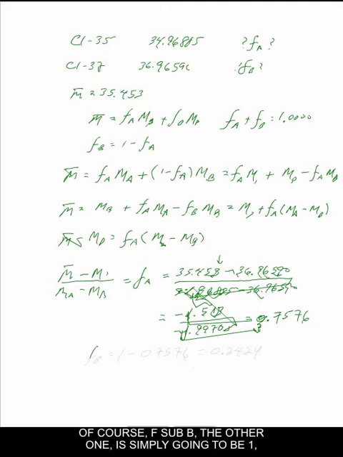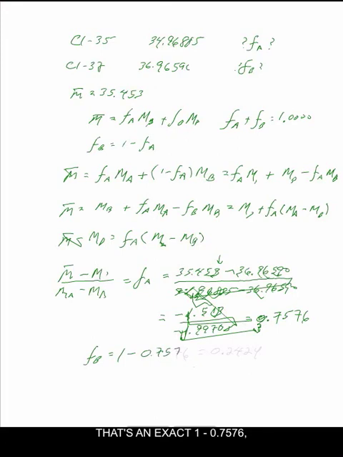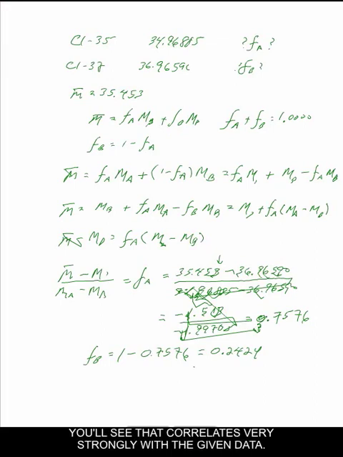Of course, F sub b, the other one, is simply going to be 1, that's an exact 1, minus the 0.7576, and arithmetically that comes out to 0.2424, i.e. M sub b, I should say isotope number 2, the 37, chlorine-37, is present 24.24% of the time. The other one 75.76% of the time. And if you look at the chart, you'll see that correlates very strongly with the given data.